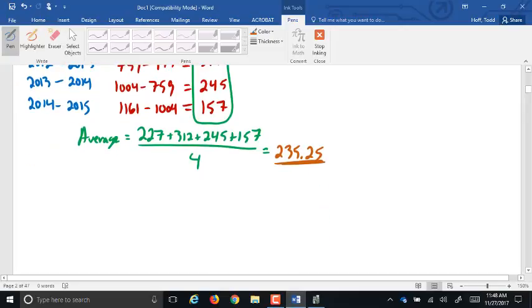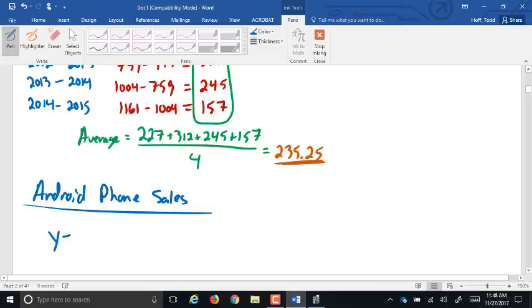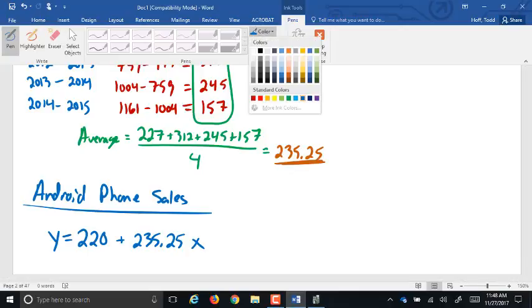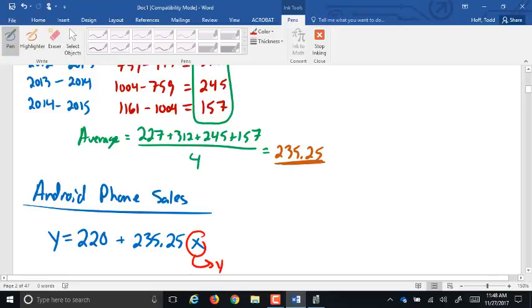Okay. So the equation, the model that would model Android phone sales would be y equals, now I tend to put the y-intercept first. So my y-intercept would be the 220, which was the first year's sale in 2011, plus that rate of change of 235.25 phones per year times whether you want to use X or T or whatever, I'll put in X and define X as years after 2011, because 2011 was our first year.